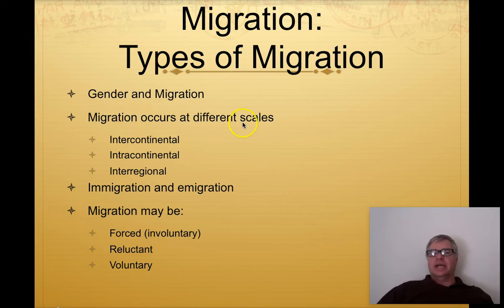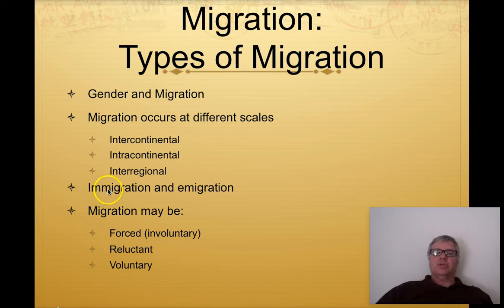So migration occurs at different scales. It happens across continents, intercontinental, from continent to continent. It happens intracontinental, in other words, from one part of a continent to another, and also within regions or between regions. So for instance, people coming from Mexico to the United States would be intracontinental. People coming from the Philippines to the United States would be intercontinental.